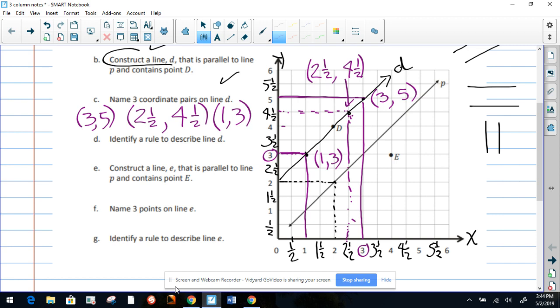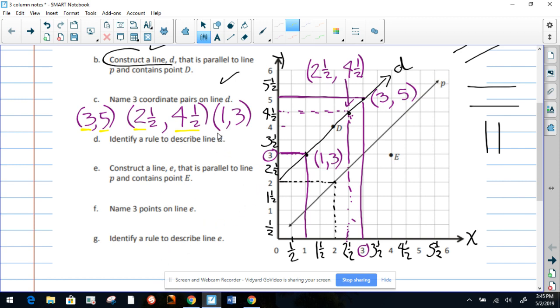I'm done with this requirement. Now it says identify a rule to describe line D. Well, to do that, you have to look at the numbers. If x is 3, then y is 5. So I notice that y is 2 more than 3. Let's see if this is true. This is 2.5. If you add 2 more to that one, it will be 4.5. So it is true. My apologies, so it's y equals x plus 2.